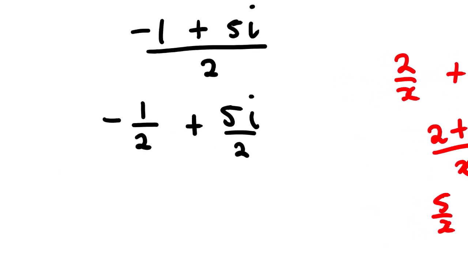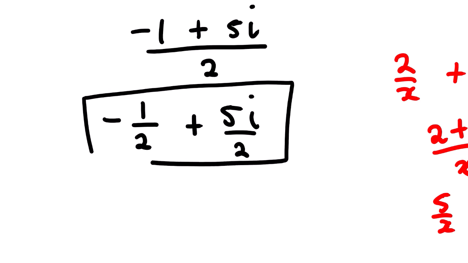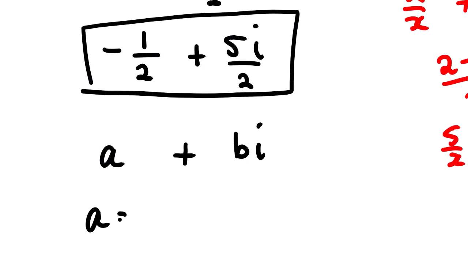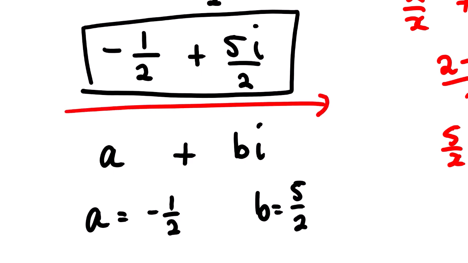Now, looking at this, remember the question said we must express in terms of a plus bi. Now you can see that the value of a is negative 1 over 2, and the value of b is 5 over 2. So this is the answer.